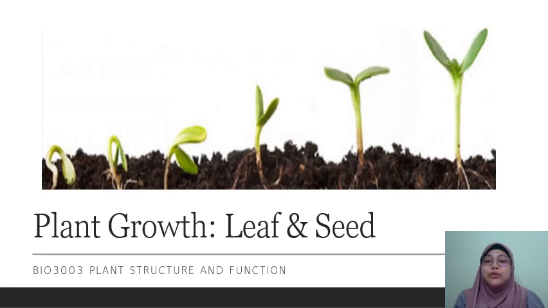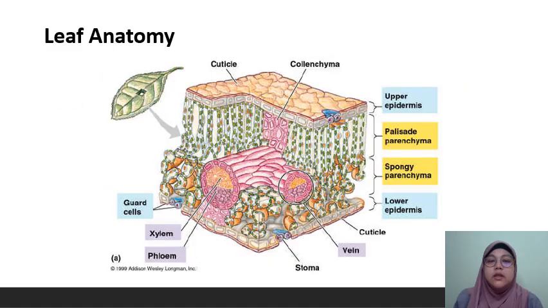We're going to continue with leaf and seed. Let's have a look at the anatomy of a leaf. First off, the first layer will have the cuticle, which acts as a permeability barrier for water and prevents the contamination of plant tissues with outer materials such as dirt or microbes. And then we have the upper epidermis. It's a single layer of cells that permit most of the light to pass through the leaf and is covered with the waterproof cuticle there.